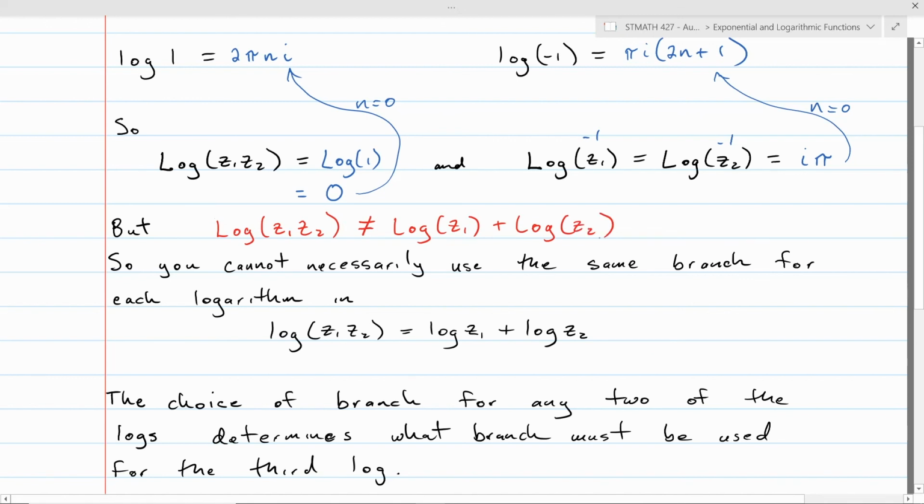Because the left-hand side of that equation we just computed works out to 0. And on the right-hand side, you'd get i pi plus i pi, which is 2i pi. Certainly 0 is not equal to 2i pi. So this isn't saying that that identity is just wrong. It's just saying that you can't necessarily use the same branch of the logarithm for each of the three logs that are in the identity. What it turns out to be is that once you pick two of the branches that you want to use in that identity, then the third one is determined by that choice.